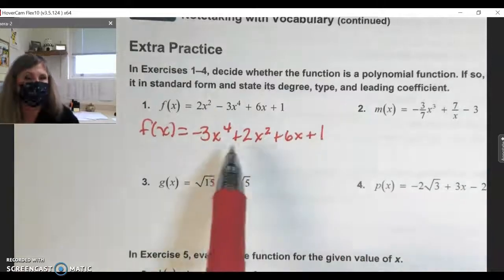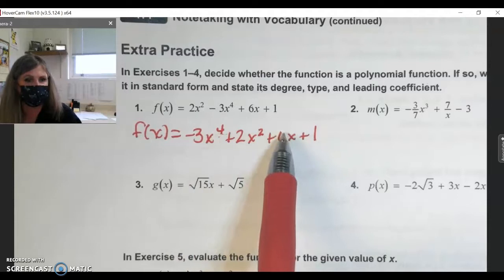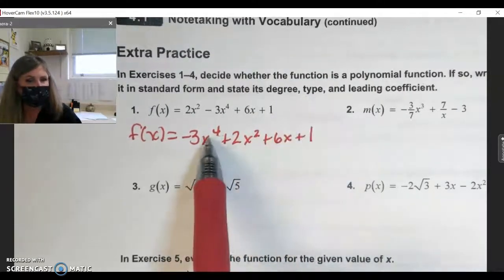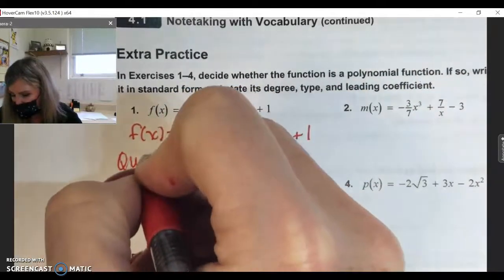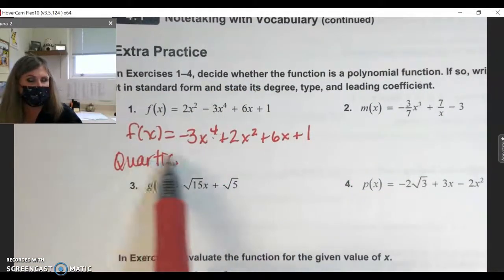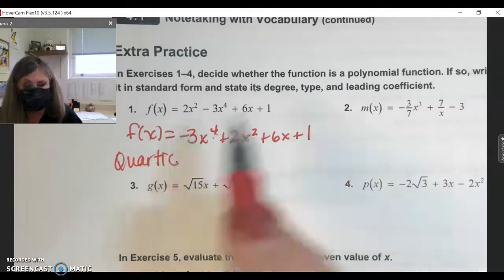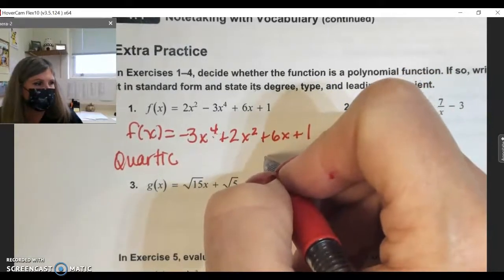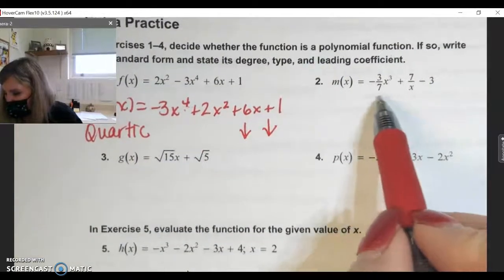To see if it's a polynomial function, I have to have all whole numbers for the exponents, and we do. If we want to say the type, this is to the 4th power. When our degree is to the 4th, this is a quartic function. And what's the leading coefficient? So this would go what? Down, down at the ends. Good.